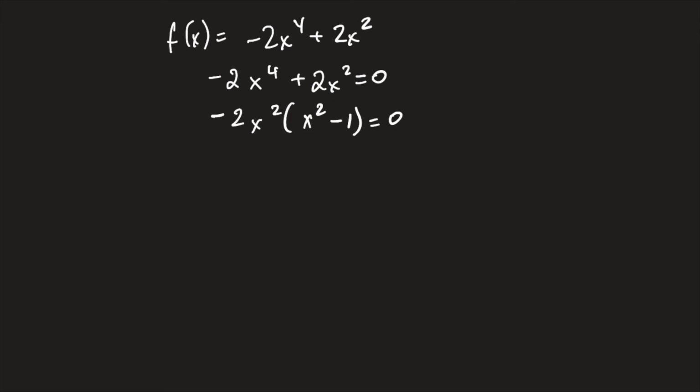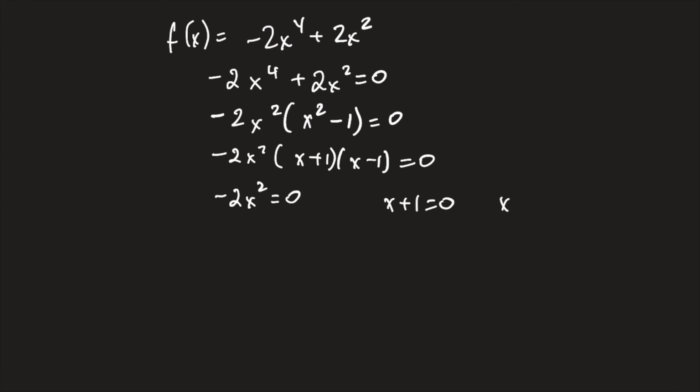Notice this parenthesis here is factorable. So I can break this down a little further into x plus 1 and x minus 1. And you can FOIL to make sure that that is correct. Now that I have this, I can set each one of these parts equal to 0 and solve for x. So negative 2x squared equals 0, x plus 1 equals 0, and x minus 1 equals 0.